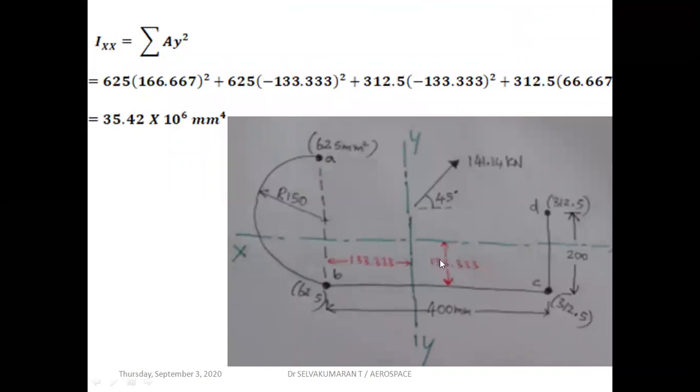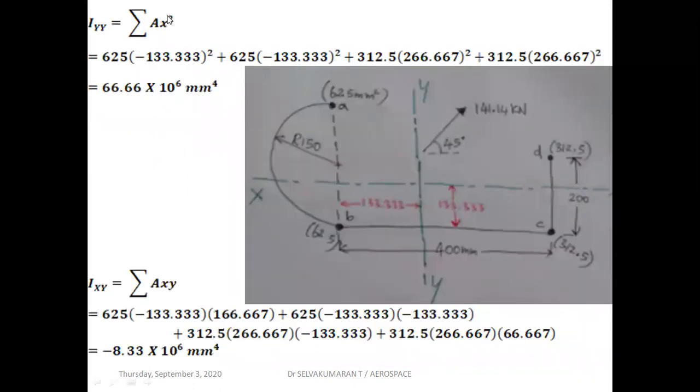Now Ixx is sigma a y square, the formula. Y is the vertical distance from the respective stringer to the x axis. Stringer A area into y square, plus stringer B area into y square, plus stringer C area into y square, plus stringer D area into y square. If you simplify, you'll get this. The y value is positive above the x axis and negative below the x axis. So you get 35.42 into 10 power 6 mm power 4.